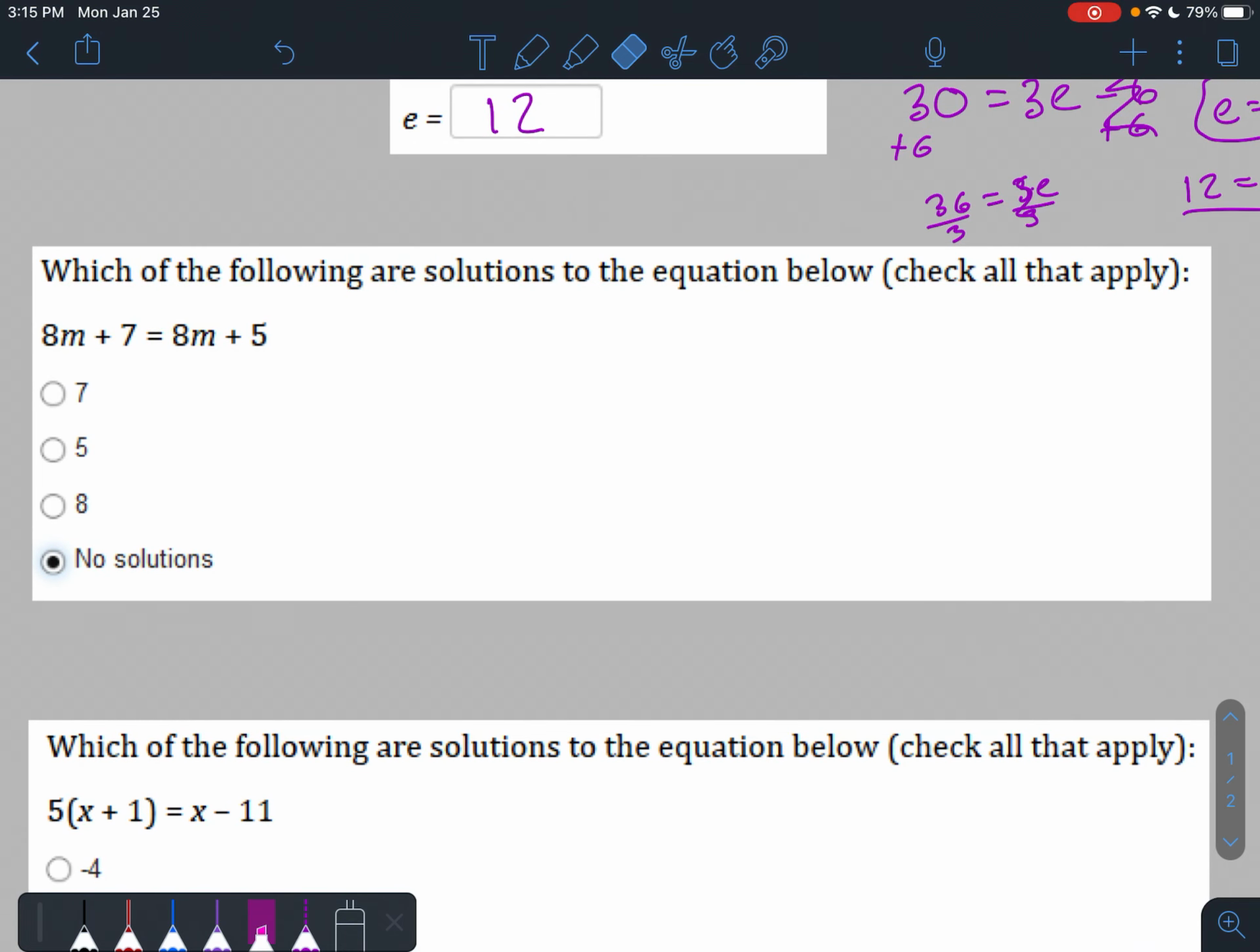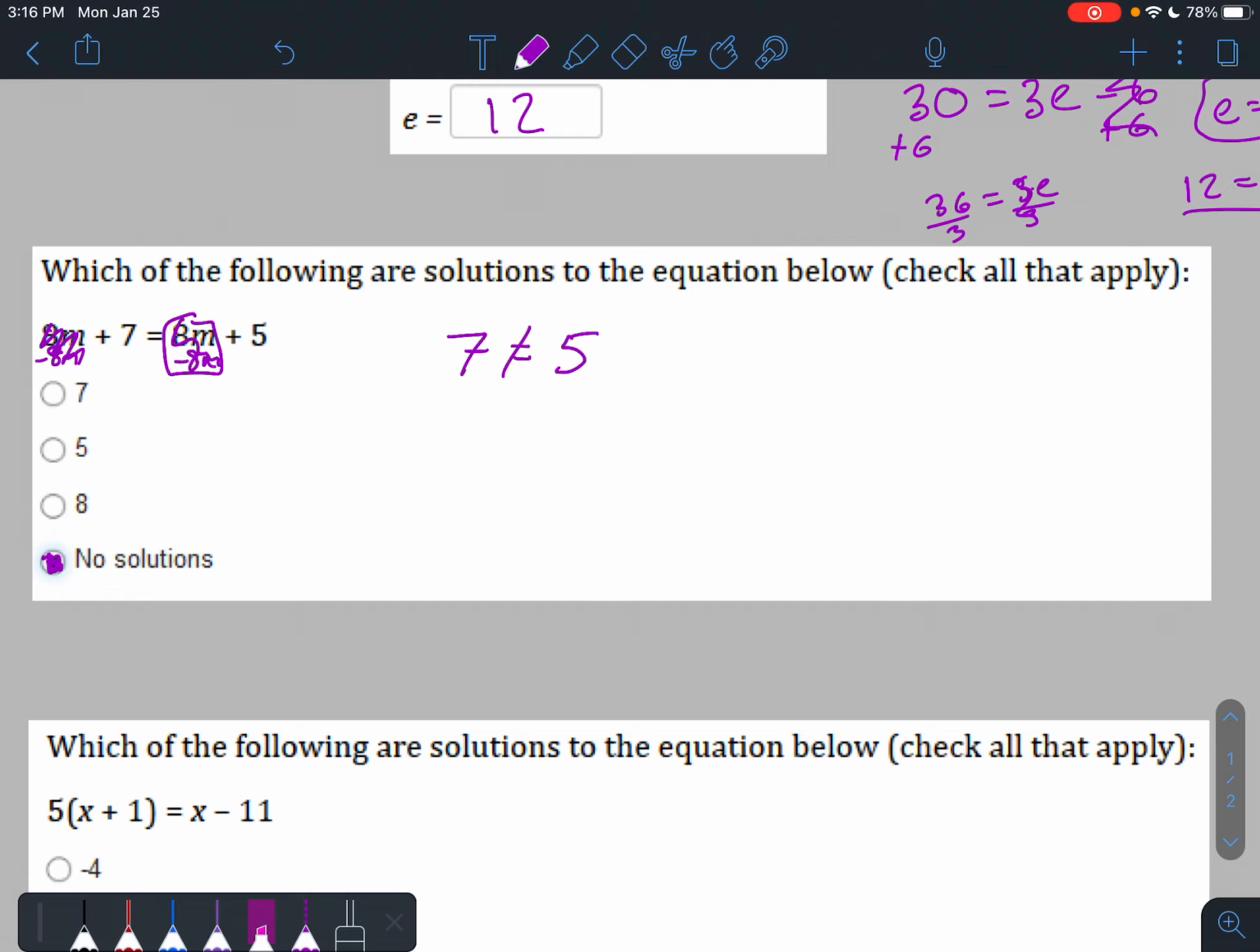Which of the following are solutions to the equations below? Now this opens up the possibility that there is no solution if you've got variables on both sides. So if I've got 8m plus 7 and 8m plus 5, take a look what happens here. I'm going to get all my m's on the left side, so I'm going to subtract off this 8m. 8m minus 8m is 0. So I'm left with 7 equals 5. What? That's not true. 7 is not 5, so we know that this is going to be no solution.